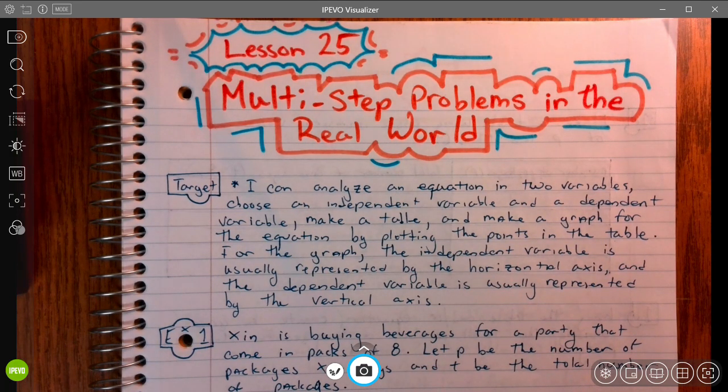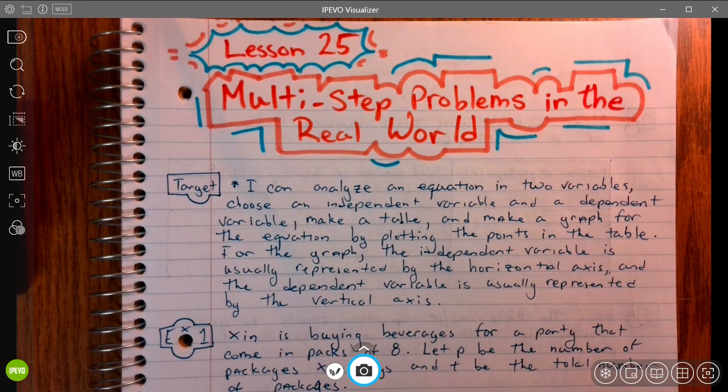Today we're going to be working on lesson 25, multi-step problems in the real world. My target for today is I can analyze an equation in two variables, choose an independent variable and a dependent variable, make a table, and make a graph for the equation by plotting the points in the table.